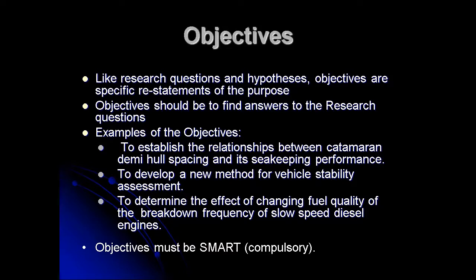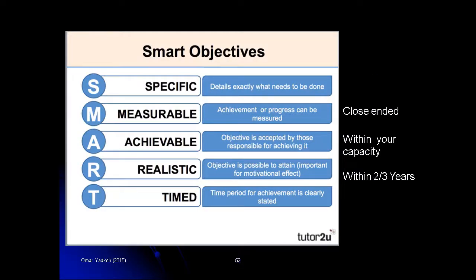It is very specific, something that you want to achieve. Okay, and objectives must be SMART. And what is SMART? Okay, SMART. S is for specific. Details exactly what needs to be done. Okay, what needs to be done must be specific and can be measured. It's measurable. Okay, achievement or progress can be measured.